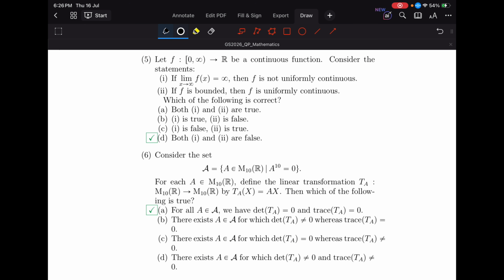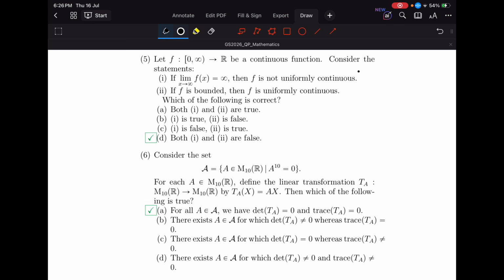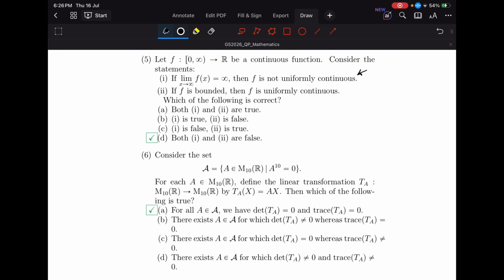Okay, so this is certainly not true, because we know a very famous example that if you define f of x to be root x, then it is clearly continuous on [0, 1], right? And we know a continuous function on a closed interval is also uniformly continuous. So we know this f restricted to [0, 1] is uniformly continuous.